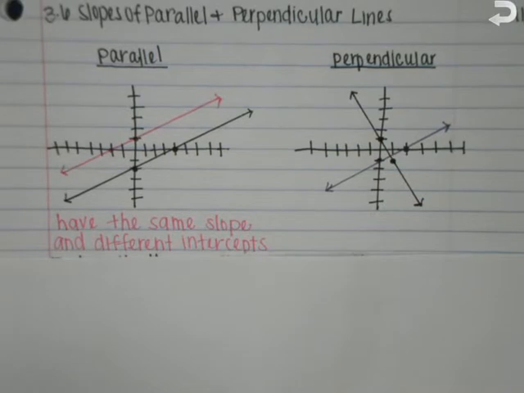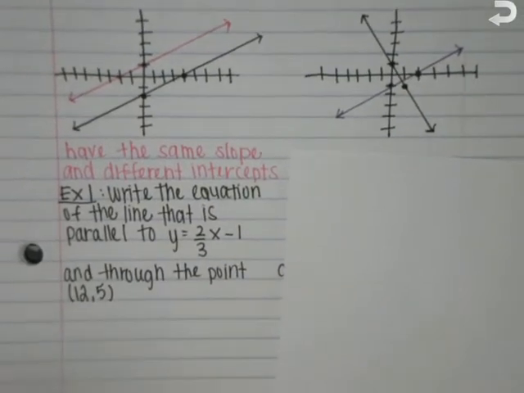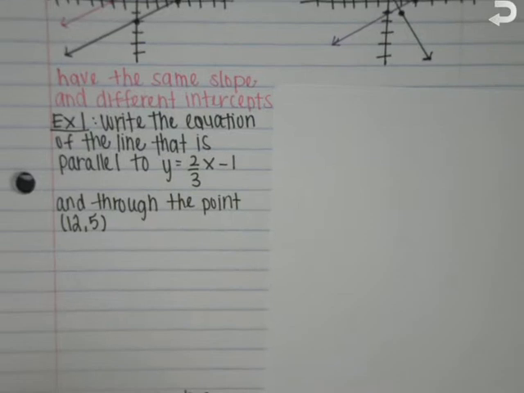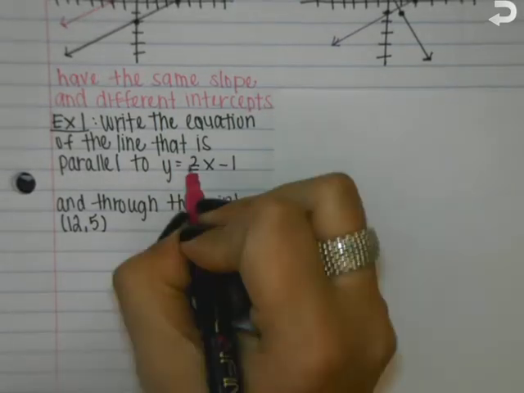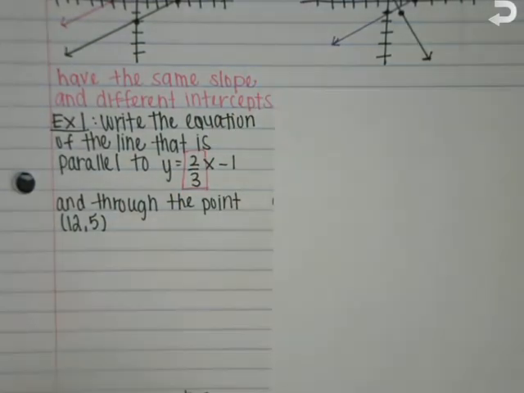So then we're going to do an example first of just parallel lines. So I want you to write down this example. Write the equation of the line that is parallel to y equals 2/3 x minus 1 and passes through the point 12, 5. So, really quickly, what do we know about the slopes of parallel lines? They're the same. So will you put a box around the slope in the line that's given to us? And then we also have the point 12, 5. Okay, guys, I have a slope and a point.